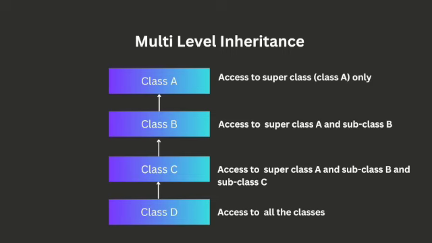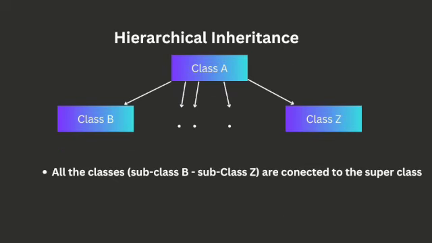Now we will talk about hierarchical inheritance. In hierarchical inheritance, there is one parent class and there can be multiple subclasses at the same level. So here class A is the parent class, and then class B, class C, all those would be the subclasses, which are connected to a single parent class, which is class A here.